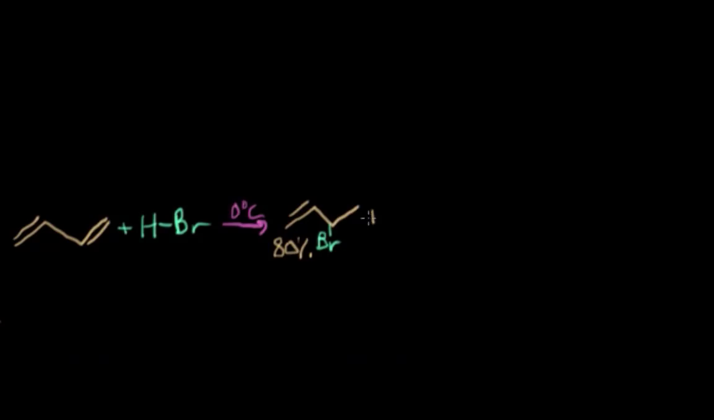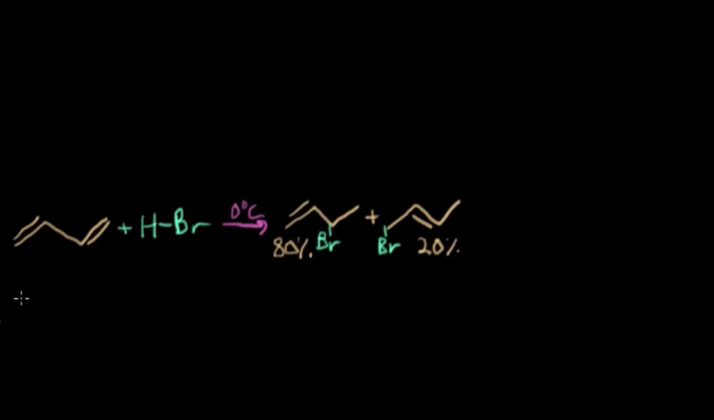And then we also get a second product, which is similar in structure but slightly different. And this time the double bond is between carbons 2 and 3, and the bromine is at carbon 1. And so if we get 80% of this product, we get 20% of the second product.